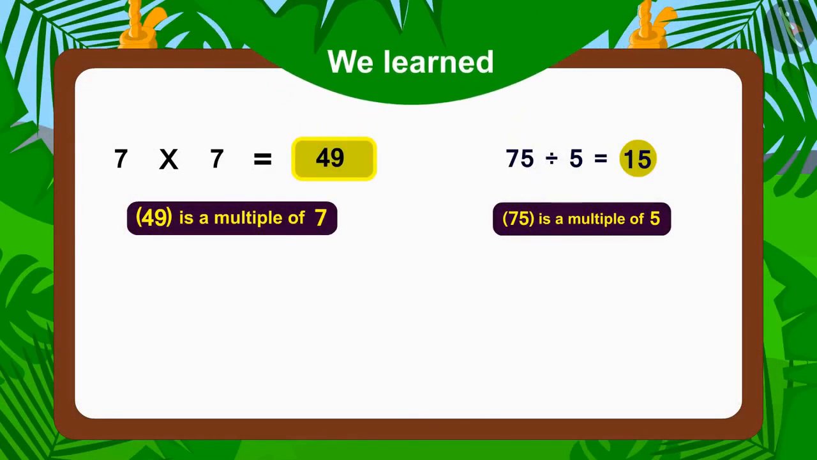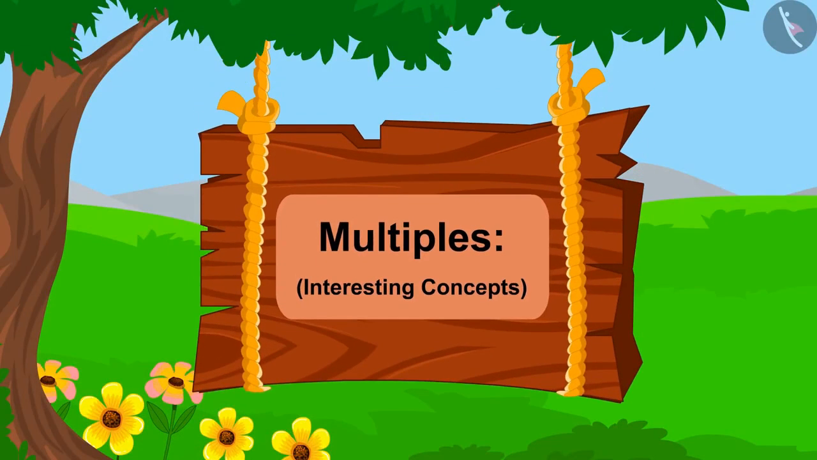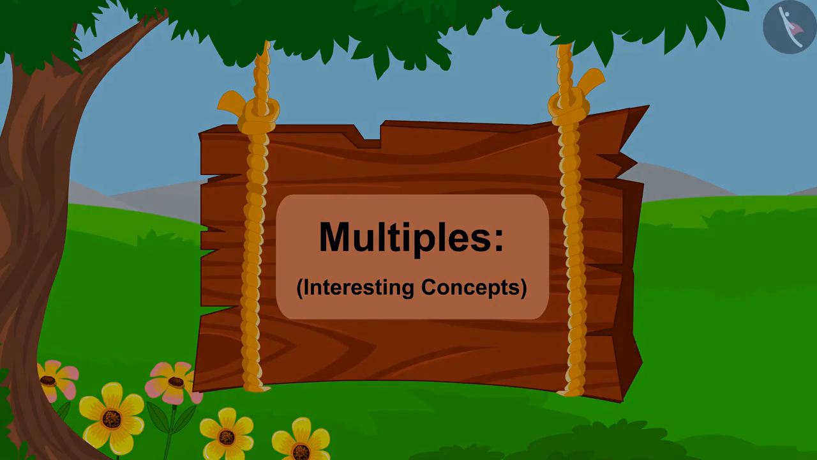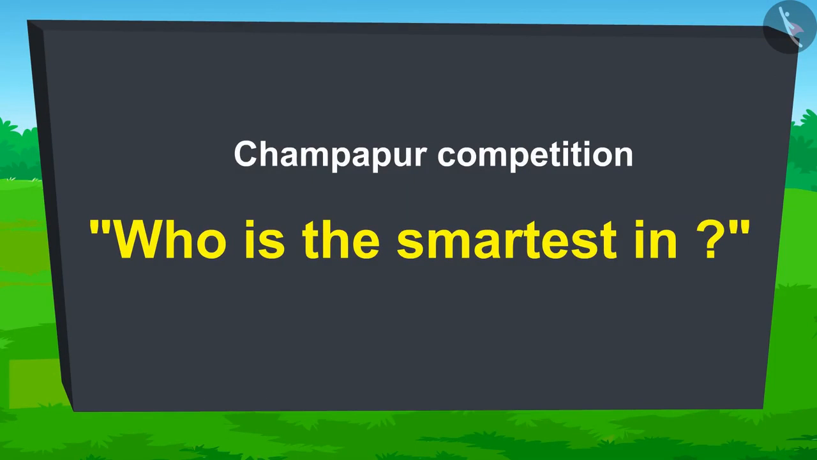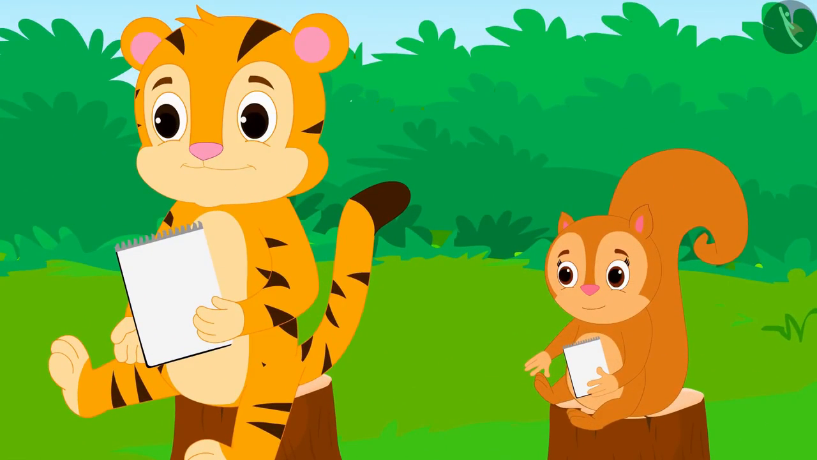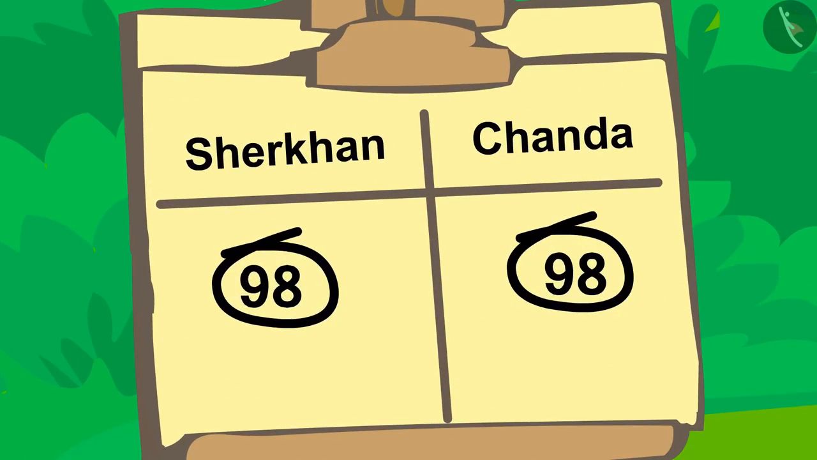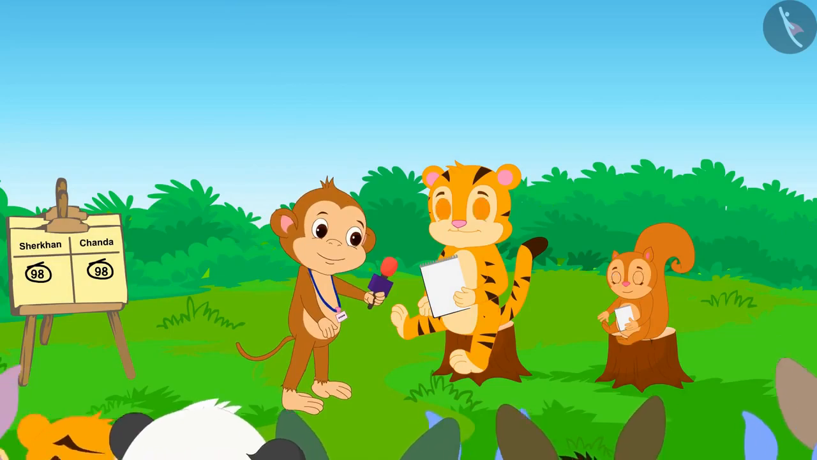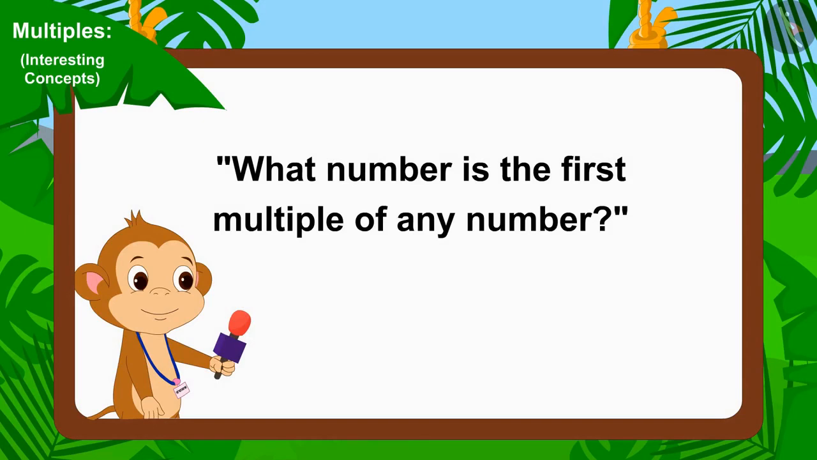Hello children! In the last video, we learned about multiples through some fun examples. In this video, we will learn about some interesting concepts related to this. The competition, who is the smartest in Champapur, is going on. Sher Khan and Chanda have reached the last round. Both their scores are equal at the moment. The organizer of the competition, Babban, now posed this question in front of them.